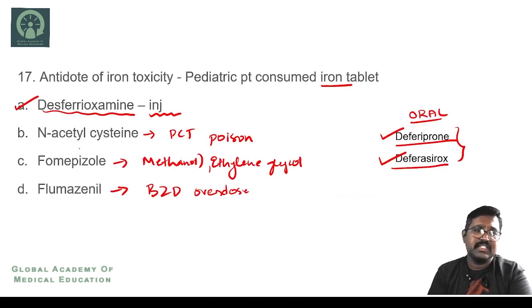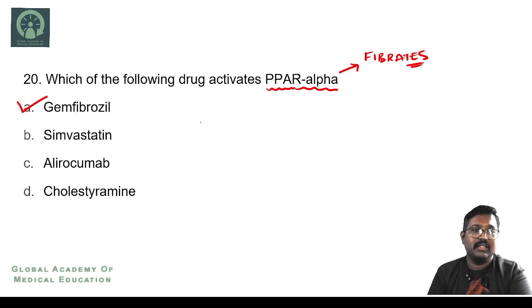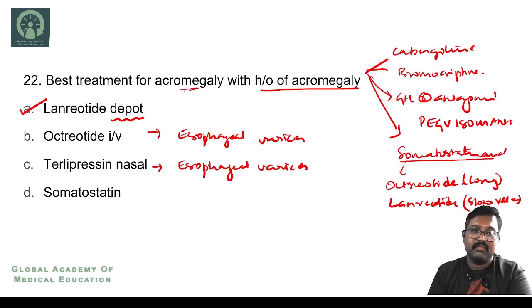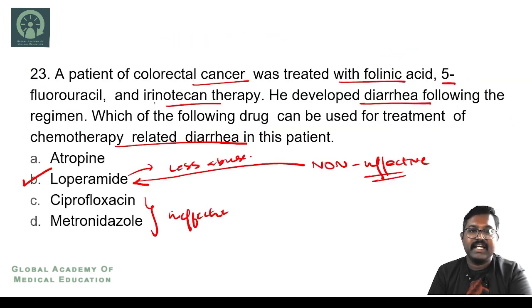Antidote for iron toxicity, it is your desferrioxamine. And which of the following drug activate PPAR alpha? That is a fibrates mechanism of action. Then we have a best treatment for acromegaly. The best option would have been here the lanreotide depot. And we have a cancer chemotherapy induced diarrhea, non-infective diarrhea. The drug of choice will be the loperamide.